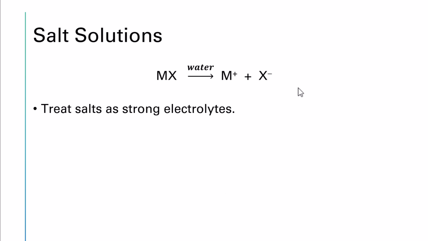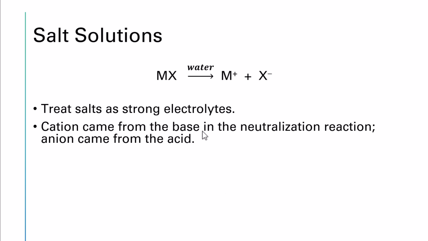Whether or not the pH of the solution will be affected depends on whether the cation or the anion react with water. That's the critical step to making that prediction. The cation comes from the base in the neutralization reaction, and the anion comes from the acid. So the anion could be Cl- from a strong acid HCl. It could be iodide ion from hydroiodic acid, which is also a strong acid, but it could be fluoride ion from the weak acid hydrofluoric acid, or acetic acid.